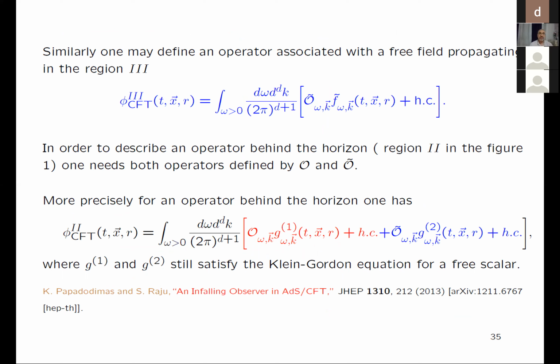In order to describe an operator behind the horizon, it turns out that one needs two copies of these operators. More precisely, for an operator behind the horizon, we have two modes denoted by O and O tilde, and to have the operator behind the horizon, we need both of them. Remember that in regions 1 and 3 there is only one propagating mode, but here you have two propagating modes, and both G1 and G2 satisfy a Klein-Gordon equation with a smooth boundary condition. When we go from region 1 to 2 or 3 to 2, there is a smooth boundary condition there.